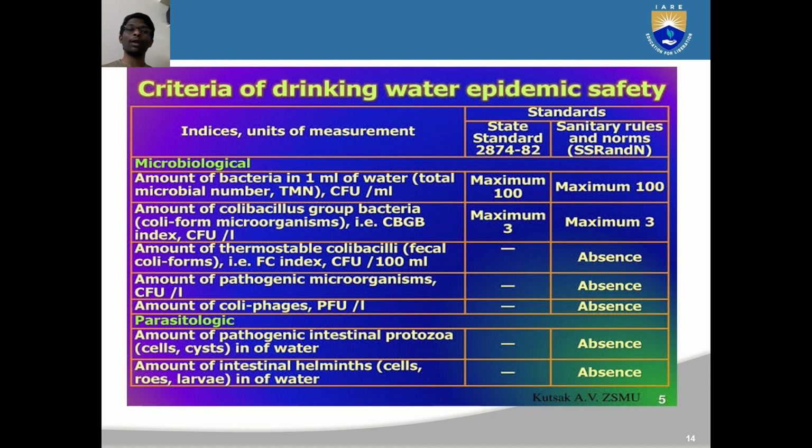Amount of colibacillus group bacteria, coliform microorganisms, that is the CBGB index, CFU per liter: at the state standard, the maximum is 3, and in sanitary rules and norms, SSR and N, the maximum is 3. Amount of thermostable colibacilli, fecal coliforms, that is the FE index, CFU per 100 milliliter: the state standard is nil and sanitary rules are absent.